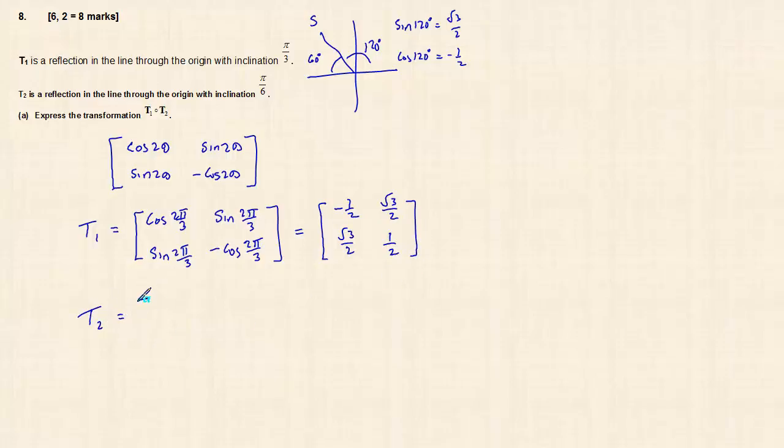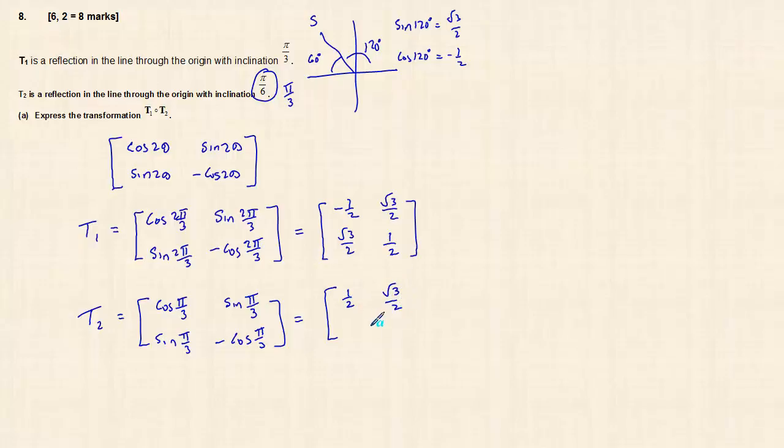Now T2 is going to be, the angle here is pi by 6, double that, and we get pi by 3. So that's going to be cos pi by 3, sine pi by 3, sine pi by 3, and negative cos pi by 3. So that's going to be a half, root 3 over 2, root 3 over 2, and negative a half.